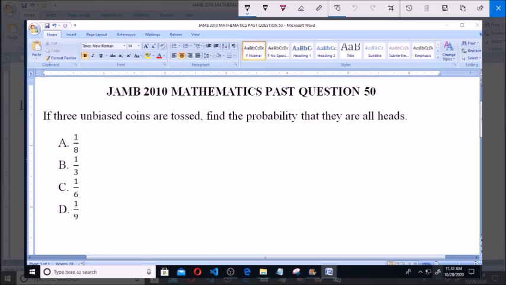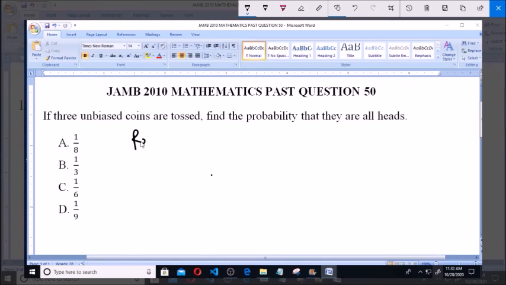I'll be answering JAMB 2010 Mathematics Past Question 50. If 3 unbiased coins are tossed, find the probability that they are all heads. A. 1 over 8, B. 1 over 3, C. 1 over 6, and D. 1 over 9. Now we're told that 3 unbiased coins are tossed. Find the probability that they are all heads.